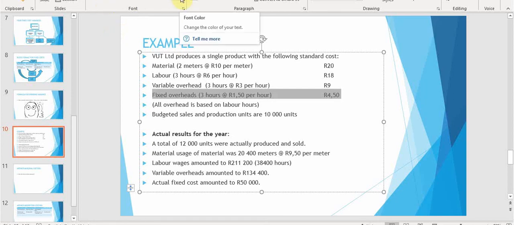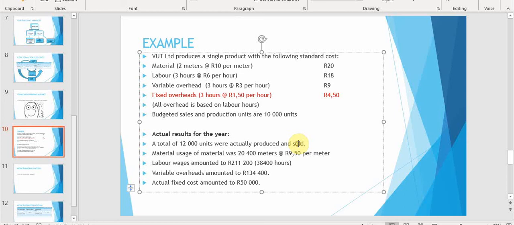Right, I don't see a highlighting function here. Let's make it then in red. And then I want to focus on the actual fixed costs that were given here. Right, so this is the bit of information. And then what I've changed is now to say that all overhead is based on labor hours. So you will see that there's 3 labor hours. There's 3 hours for variable overhead, 3 hours for fixed overhead.